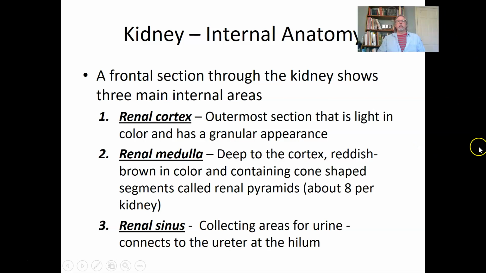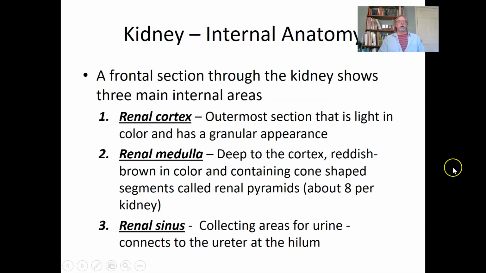All right, let's talk about the internal anatomy of the kidney, at the macroscopic level. If you section a kidney, and this would be a frontal section, you can see the basic subdivisions internally. There are three subdivisions, and the first is the renal cortex. The cortex is the outermost segment, and it appears lightish in color. Overall, the kidney has a reddish appearance, but the cortex is a light red.